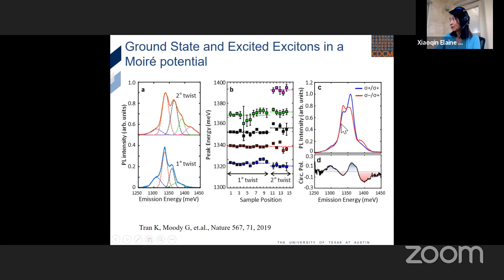sample, you can see this transition has an alternating preferred polarization. This is really a piece that's difficult to explain if you don't take into account the spatially varying Moiré potential. So this is one of our important hints that these multiple peaks are indeed due to the Moiré potential.